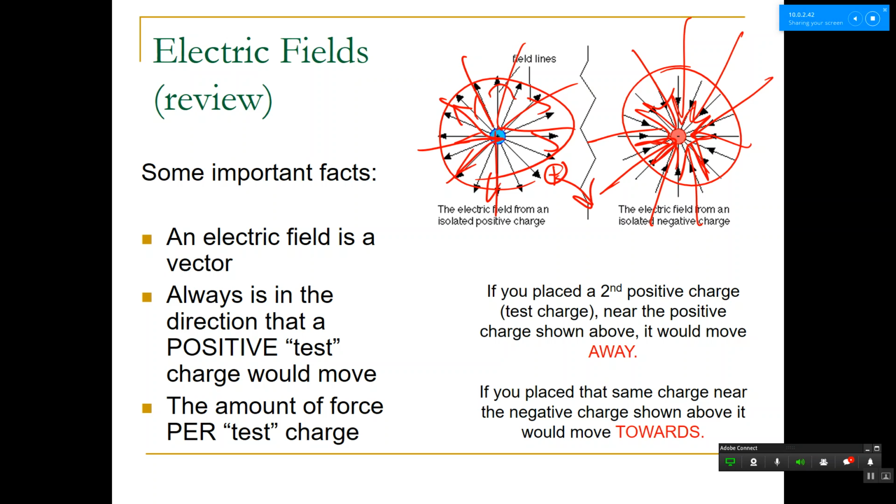And that electric field is the force per unit charge, okay? So just try to remember those things, all right? The electric field is the force per unit charge. If you remember, it's F divided by Q.